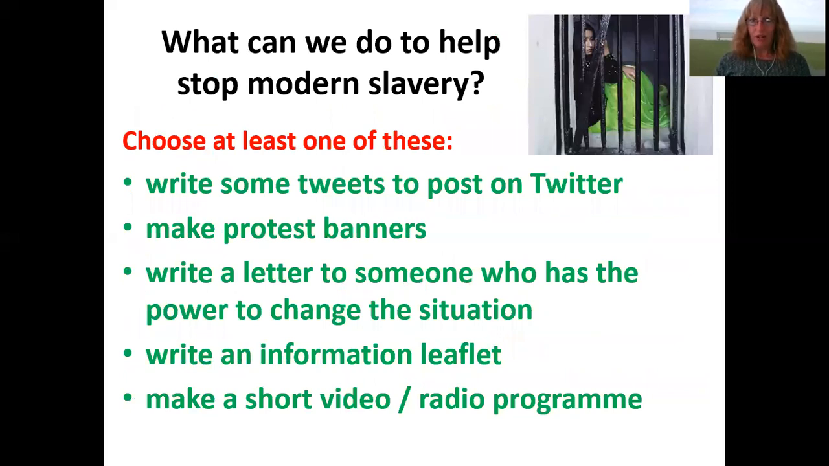Right, finally, what can we do to help stop modern slavery? Here are some tasks. Choose at least one of these. You can write some tweets, make protest banners, write a letter to someone who has the power to change the situation, maybe someone in the clothing industry, in the electronics industry, a politician. Write an information leaflet, this could be for the public, and or make a short video or radio program. Your choice.